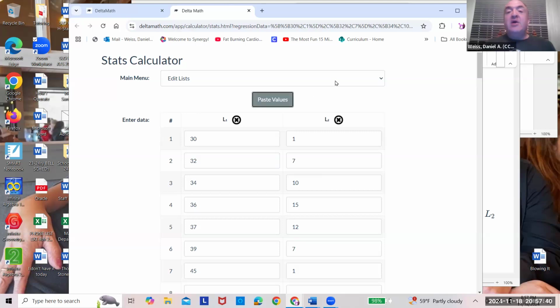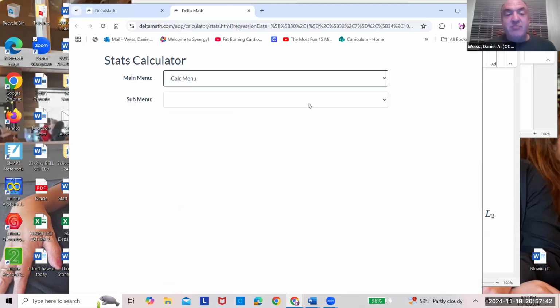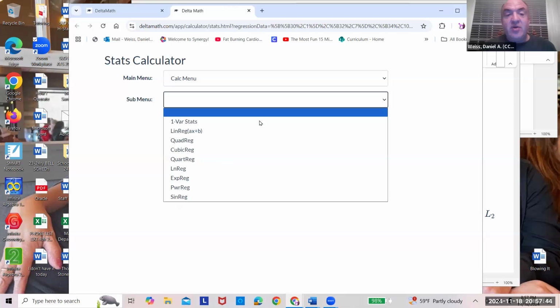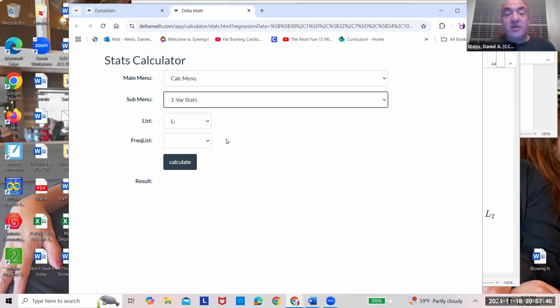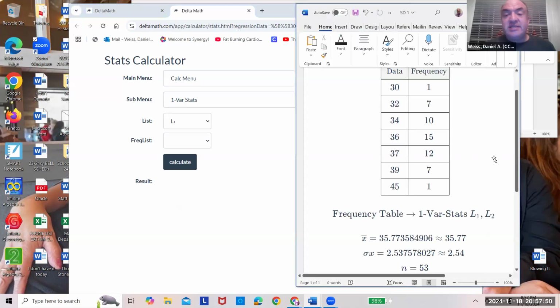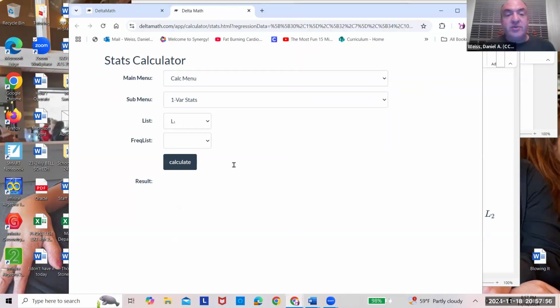Okay. Once again, you go to the calc menu, and once again, you go to var stats, and once again, with a frequency table like you have here, in this problem, you're going to put L2. If you just have a list, just use the L1. Okay. And then click calculate.